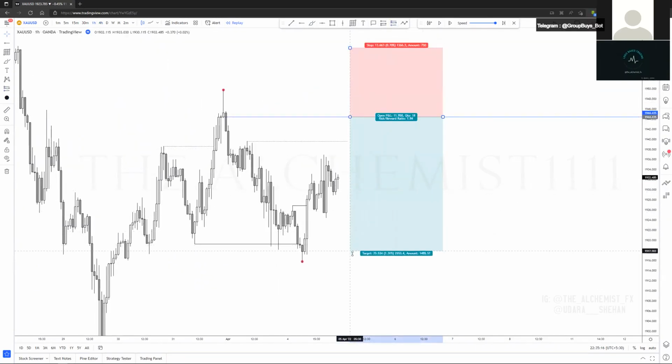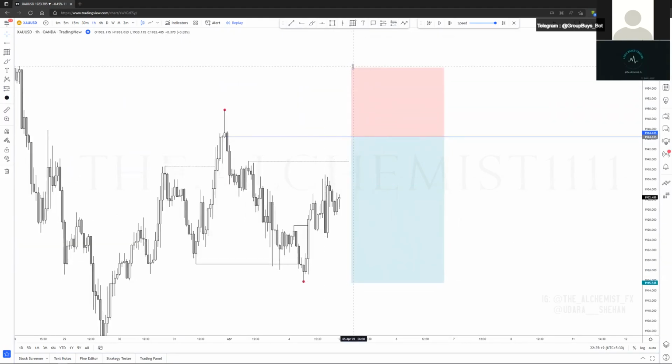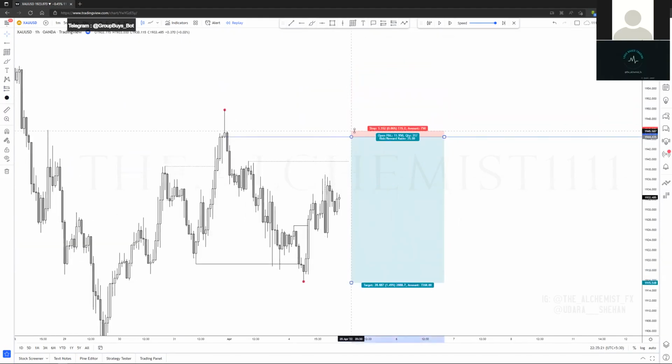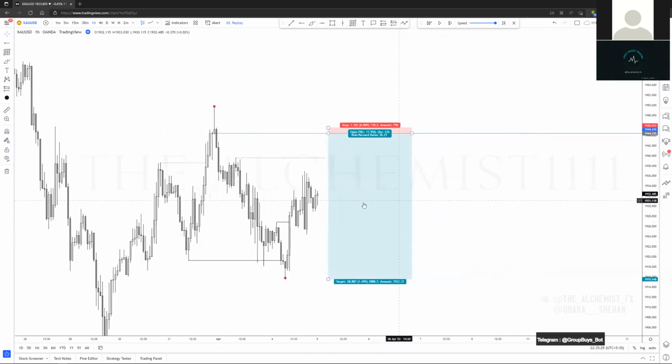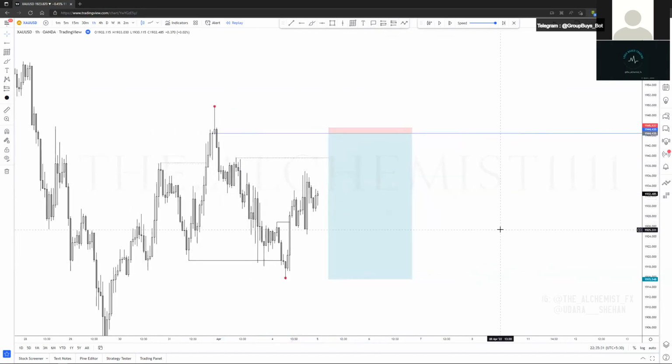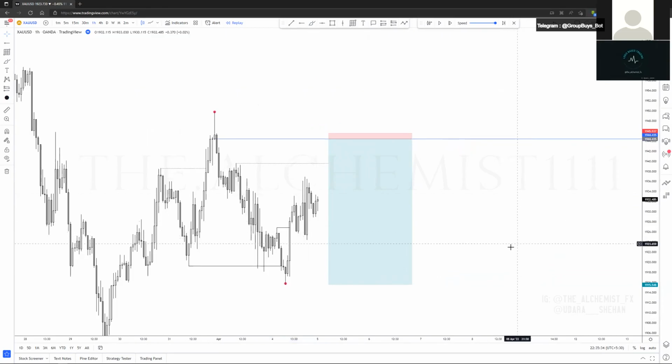Target the external range liquidity. Stop loss can go above the candle that has the imbalance. Right here, the candle that has the imbalance, this bearish candle. Only 11 pips. 11 pips on gold is more than enough. Like you can't have 5 pips stop losses on gold. That is crazy.